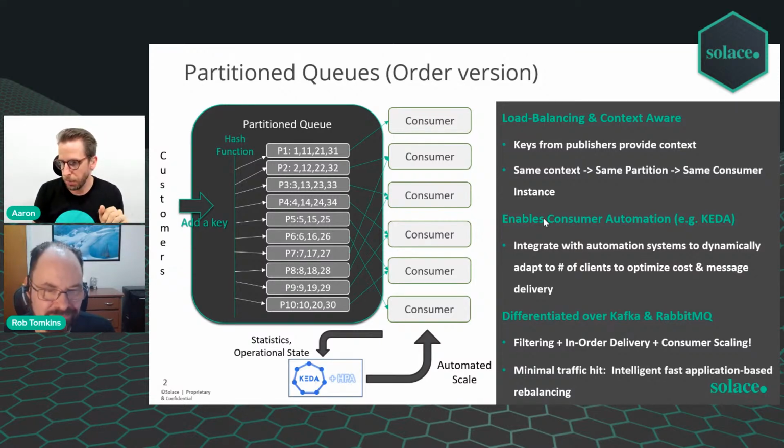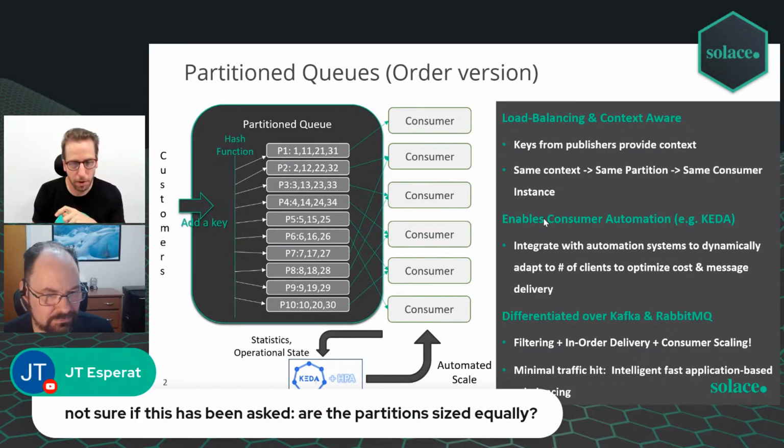Right. JT here is asking if the partitions are sized equally. I think yes. That's what you said, Rob. Right? That's right. In this case, it would be divide by 10. So if the partition queue is a gig, each is 100 megs. Right? Right.